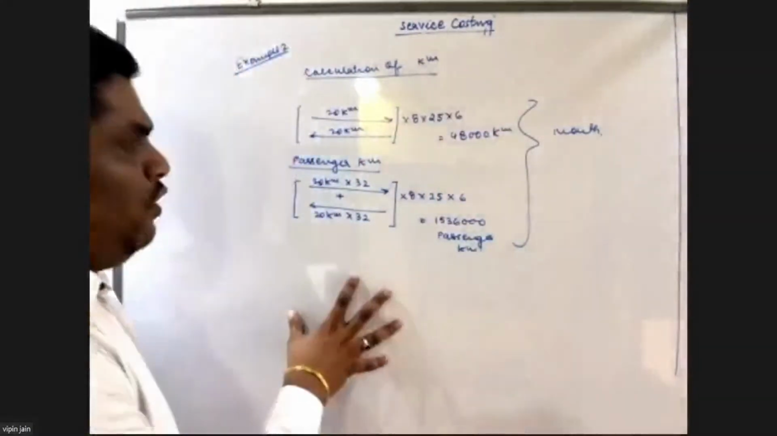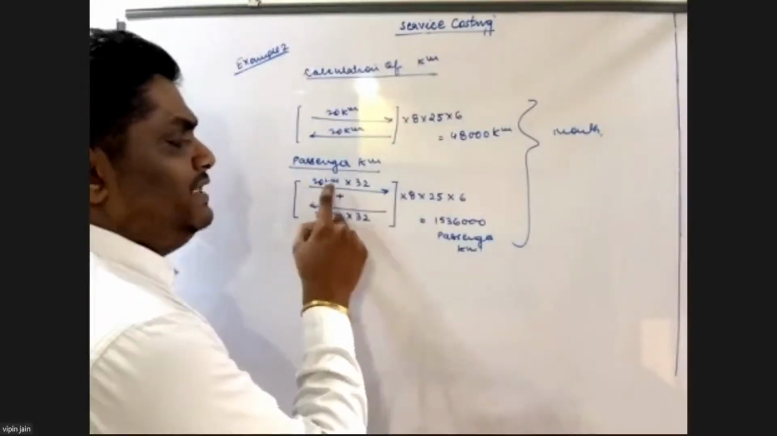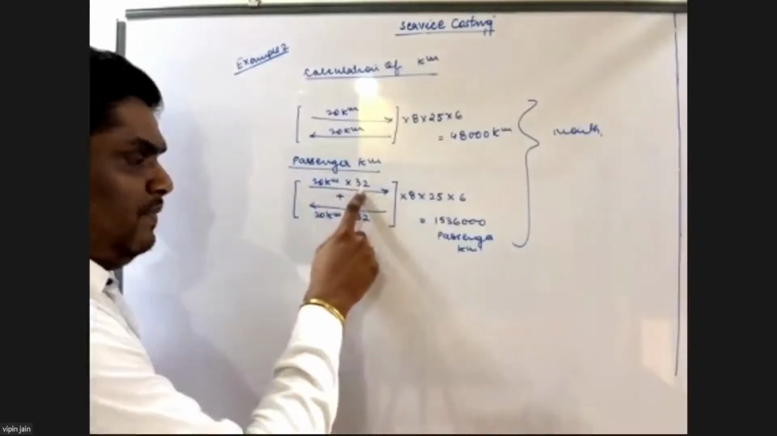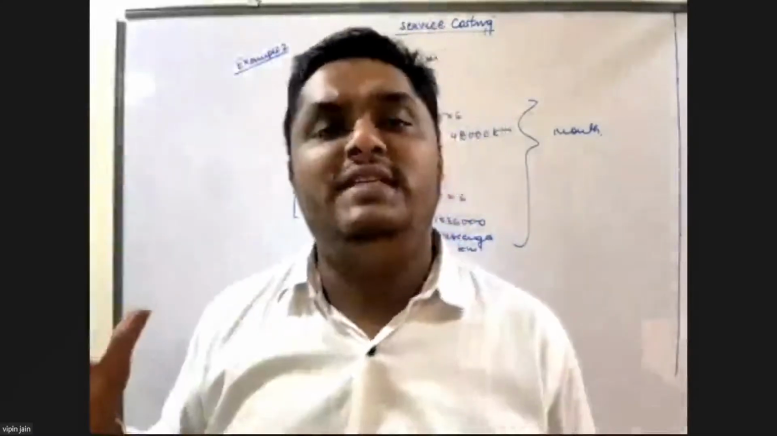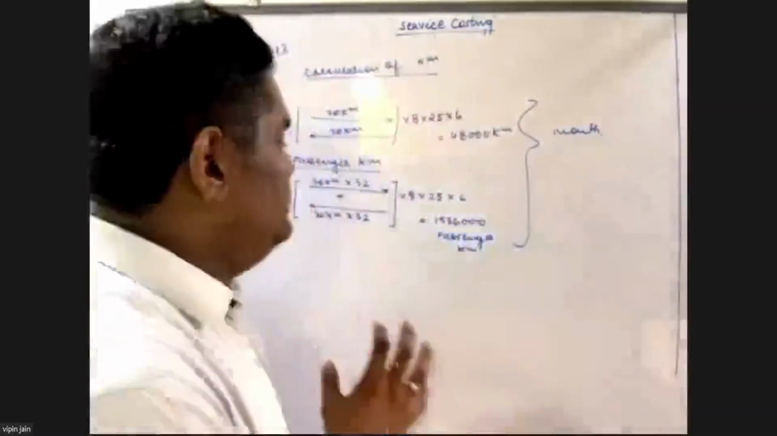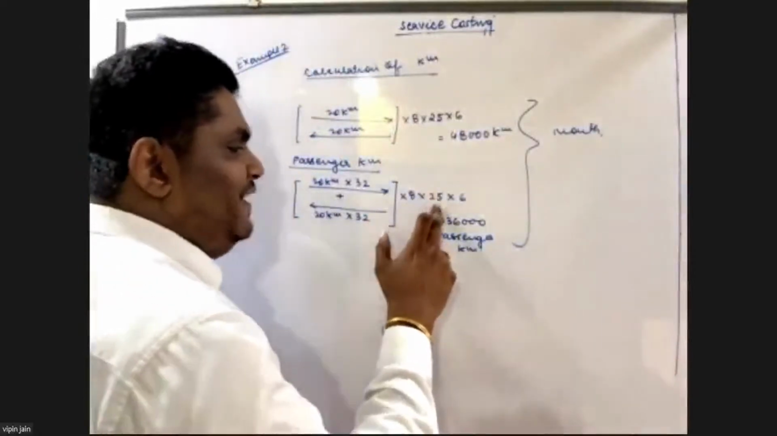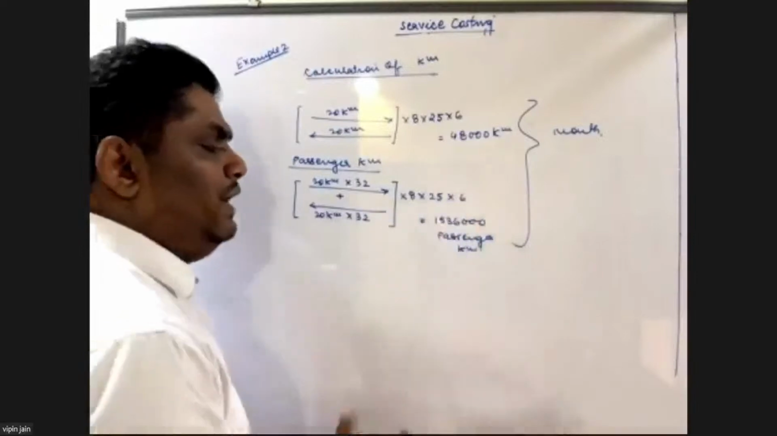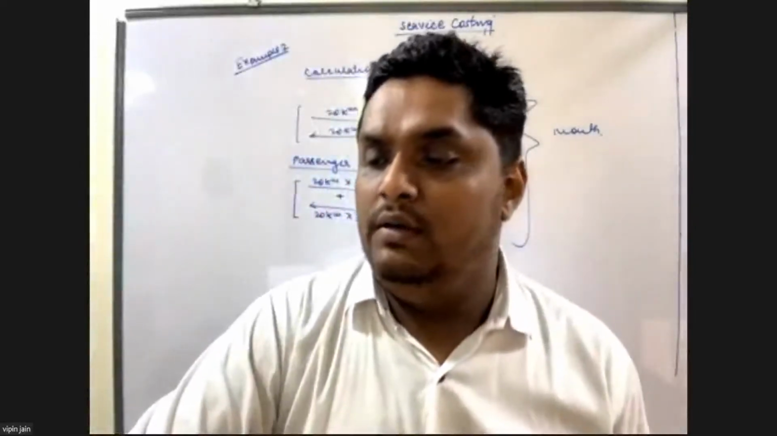I repeat again, when talking about the onwards journey, they are traveling for 20 kilometers with 32 passengers. So total passenger kilometers in the onward journey is 640 passenger kilometer. Return journey is also 640 passenger kilometer, into 8 trips in a day, into 25 days in a month, into total number of buses, 6. So this is how I calculated passenger kilometer.